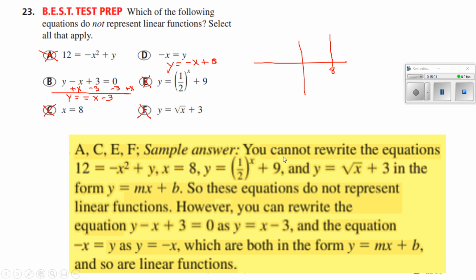All right, let's go ahead and see. You cannot rewrite the equations 12 equals negative x plus y, x is equal to 8, y is equal to 1/2 to the power of x plus 9, or y equals the square root of x plus 3 in the form of y equals mx plus b. So they do not represent linear functions. However, you can rewrite the two that I showed you here, one to be y equals x minus 3, and the other one to be y equals negative x, right?